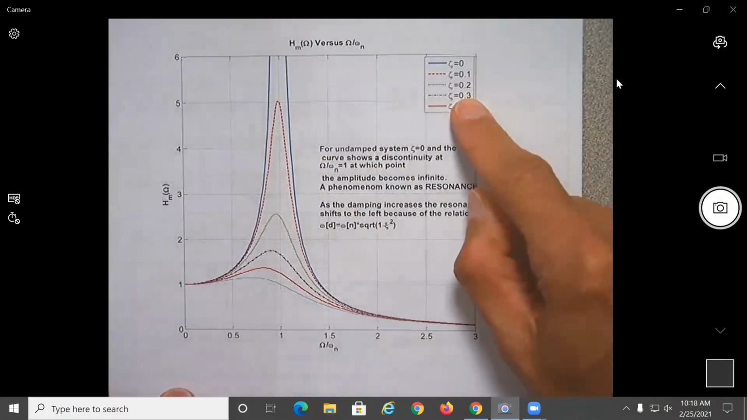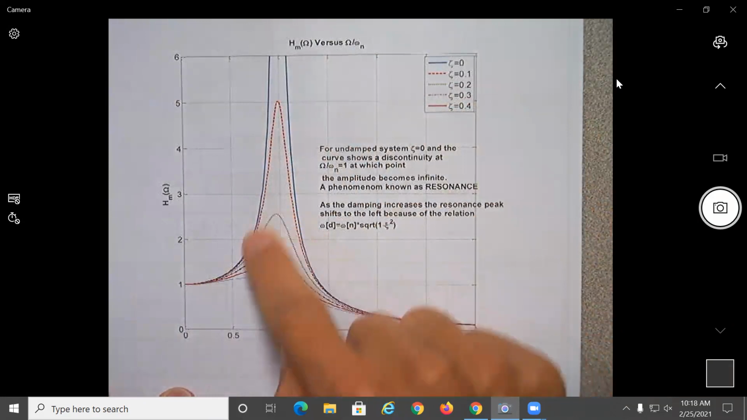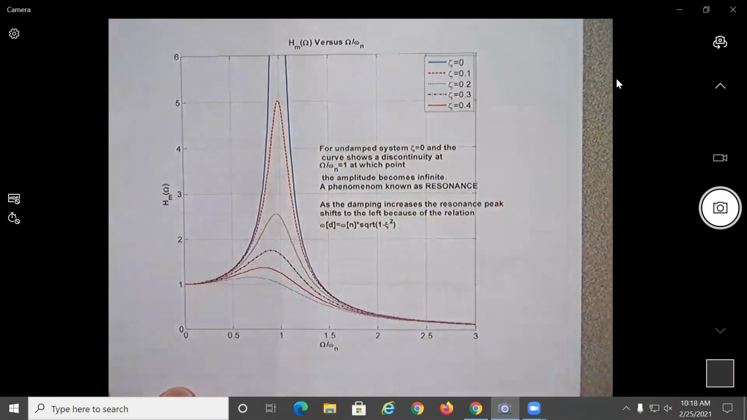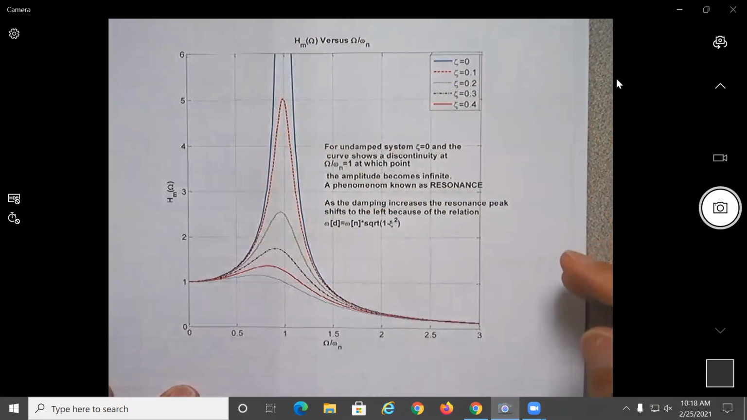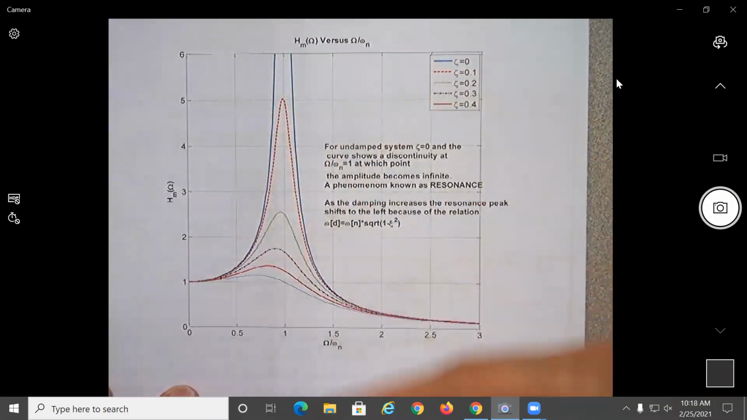The important thing to observe is to understand the phenomenon of resonance, and that the function of the damping is to decrease the amplitude. That shift to the left is generally very small. The important part, the big variable here, is the amplitude. So I will put this page with the notes.